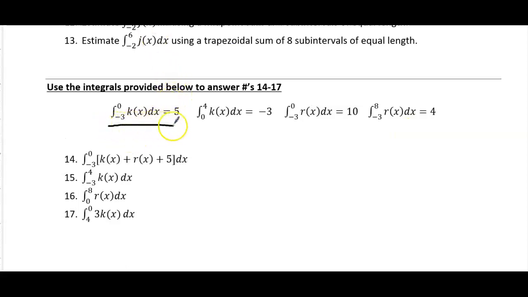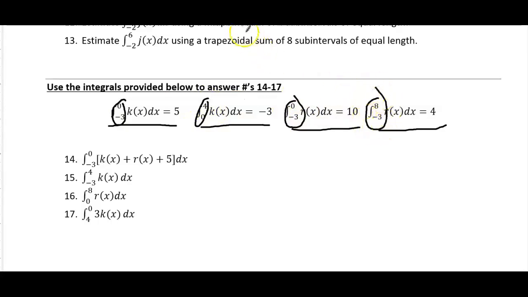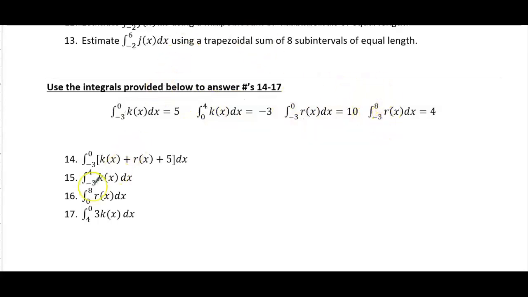I'm giving you the values of some various integrals here. Notice that we've got 2 different functions we're integrating. There's the r function, there's 2 of them here, and there's the k function. Notice their limits are different as well. This one goes from -3 to 0, this one goes from 0 to 4, and this one goes from -3 to 0, and this one goes from -3 to 8. So let's go ahead and see what we can figure out here.